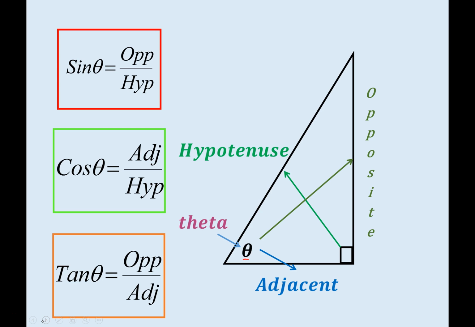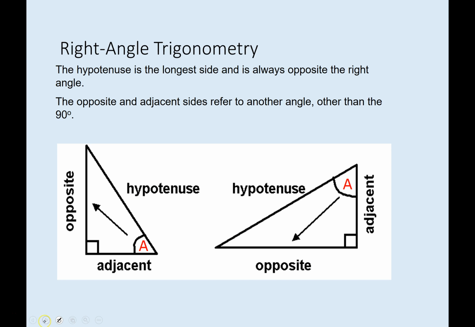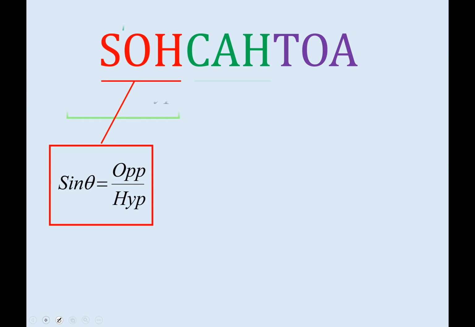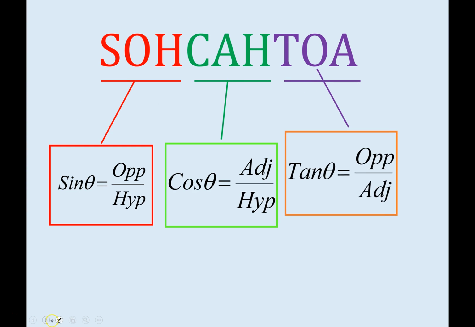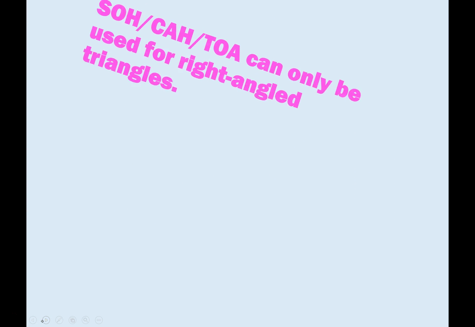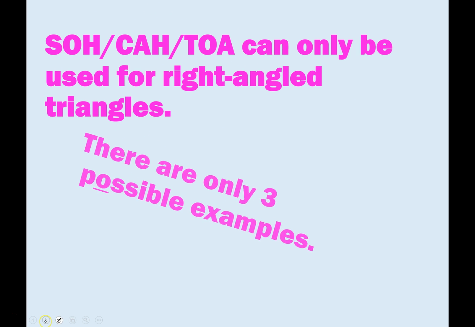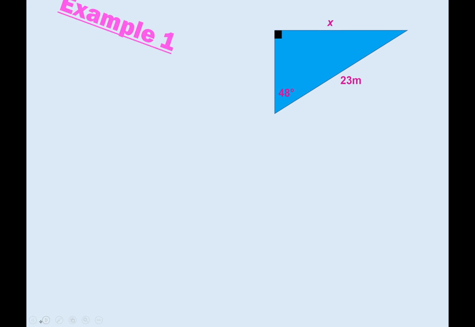So those should be written down somewhere lovingly in your book, because we're going to keep referring to them and use them all the time. We'll just skip through some of this stuff. So that's the SOHCAHTOA that helps us remember the three rules if it works for you. And those three rules are only for right angle triangles. Now, the three possible examples that we have.